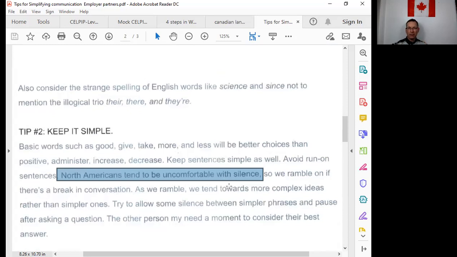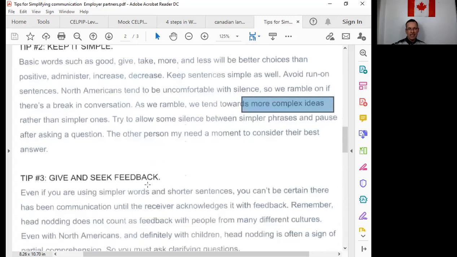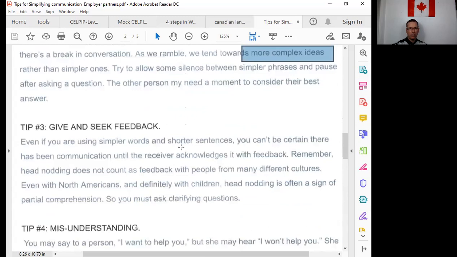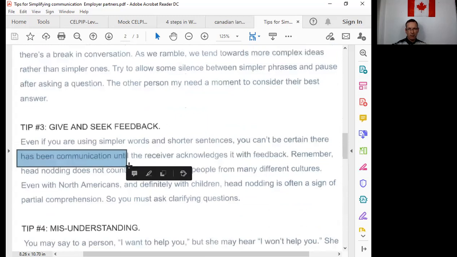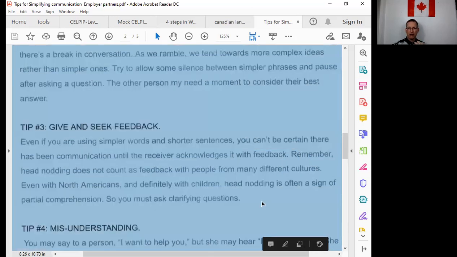Because when we're talking and trying to fill in space, as it says here, we move towards more complex ideas and just keep talking, and sometimes even jump from idea to idea. Seek and give feedback. So even with simpler words and shorter sentences, I like what they've said here: there hasn't been communication until the receiver acknowledges it with feedback. Just because somebody says, okay, or yeah, that's good, that may or may not mean that they've understood everything that we've explained or described.